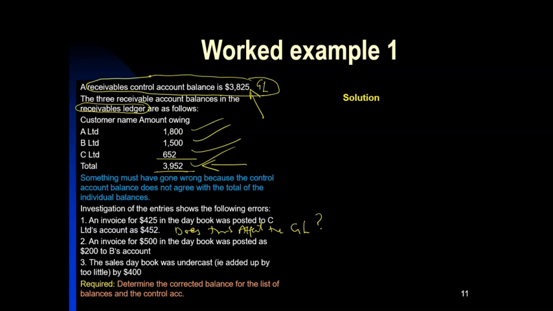So what happens is we have to correct the list of balances. List of balances, balance brought forward. What is the balance brought forward for the list of balances? This is our balance, balance BD. Okay, that's 3.